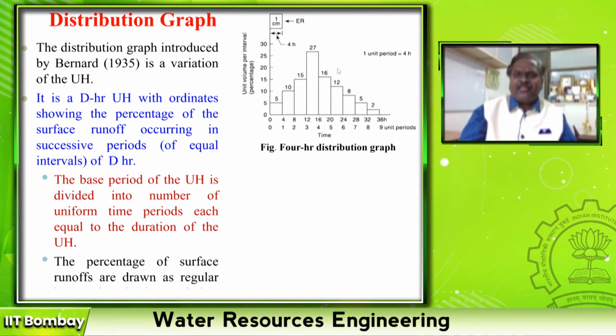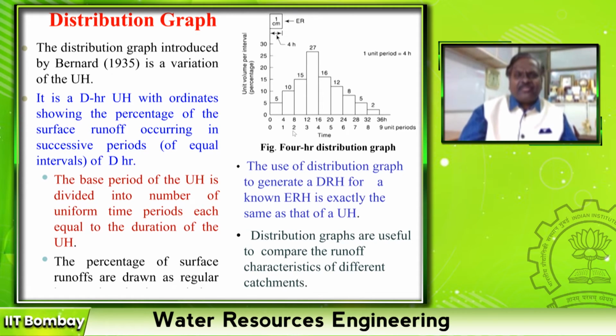Okay, so this is a sample 4-hour distribution graph. The use of the distribution graph is to generate a direct runoff hydrograph for a known effective rainfall hydrograph that is exactly the same as that of the unit hydrograph.